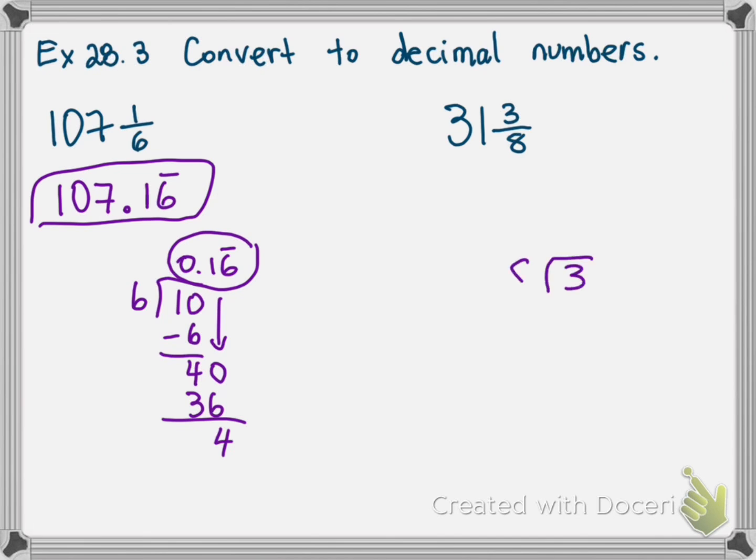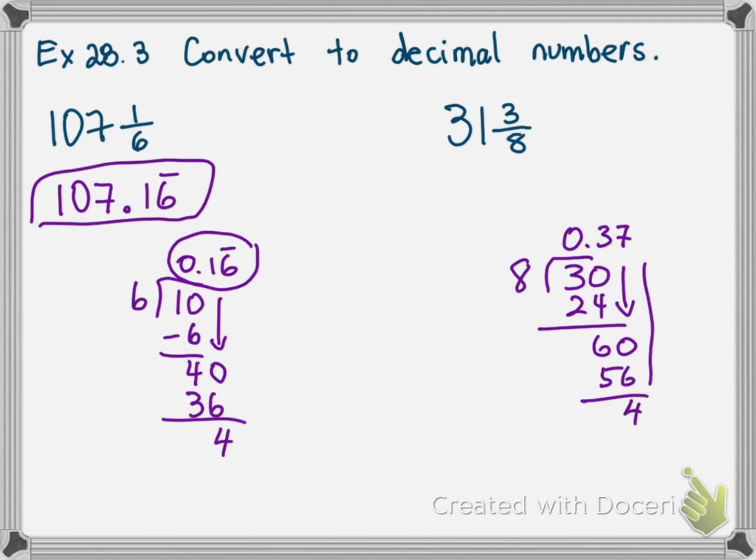Again, we're going to divide 3 by 8. We can't do it, so we put the 0. We bring down a 0, and that would be 30. 3 times 8 is 24, so we have 6 left over. Bring down another 0, which is 60. That is 56. We have a 4 left over. Bring down another 0, and that is 40, which is 5. So 3/8 is 375 thousandths. And now that we need to write that as a decimal number, we can't forget the whole part, which is the 31, and the 375 thousandths.